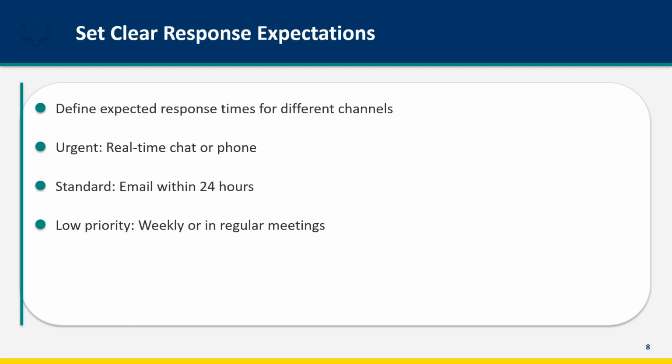Set clear expectations for response times on different channels. Urgent matters use real-time chat or phone. You expect a response within minutes. Standard matters use email. Response expected within 24 hours. Low priority items can wait for weekly meetings or regular check-ins. This prevents people from checking everything constantly while ensuring urgent matters get attention. Document these expectations so everyone understands.